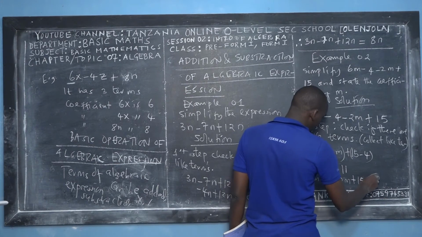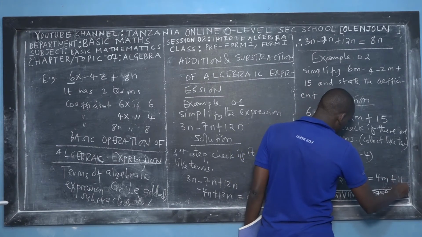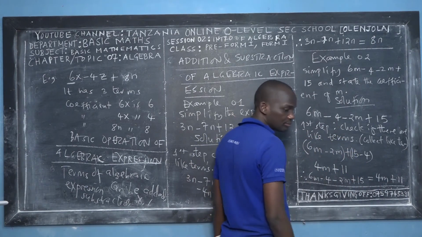So this one, after simplification, we just have 2 terms: 4m plus 11, right?